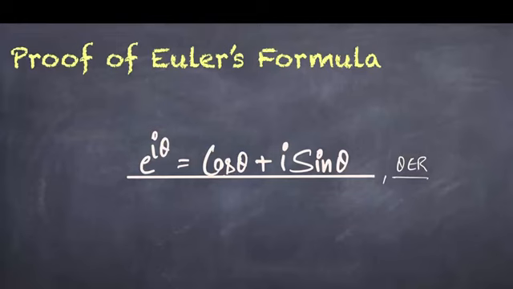Today we are diving into one of the most important and beautiful equations of mathematics, that is Euler's formula. In this video we are proving this formula using the Taylor series expansion. So let's start. Euler's formula states that for every real theta, e to the power iota theta equals cos theta plus iota times sin theta. Now let's see the proof of the formula.